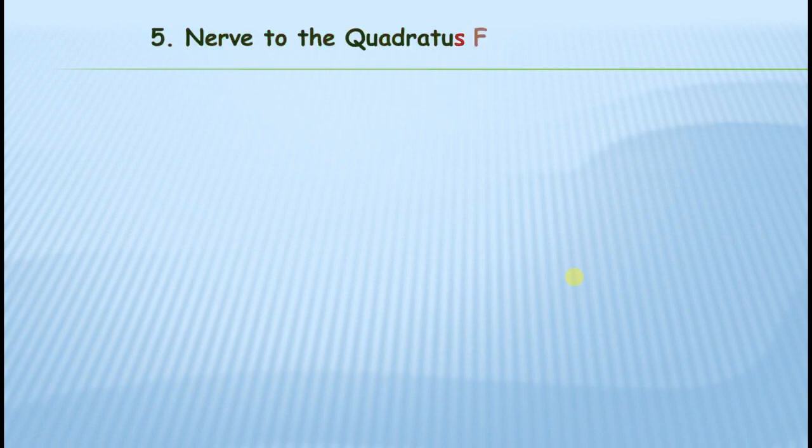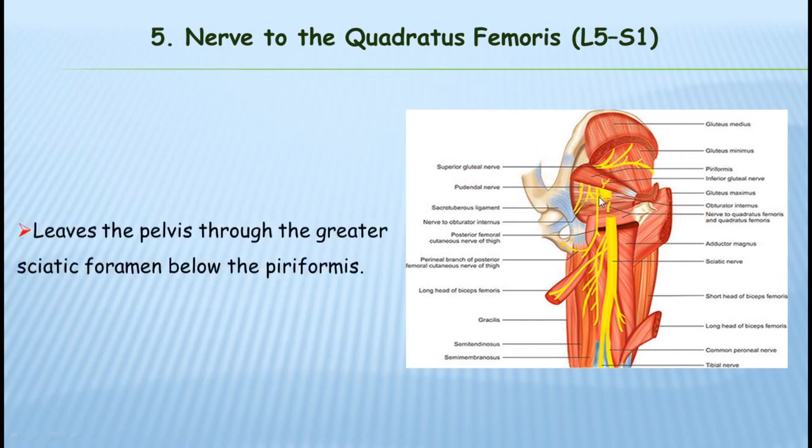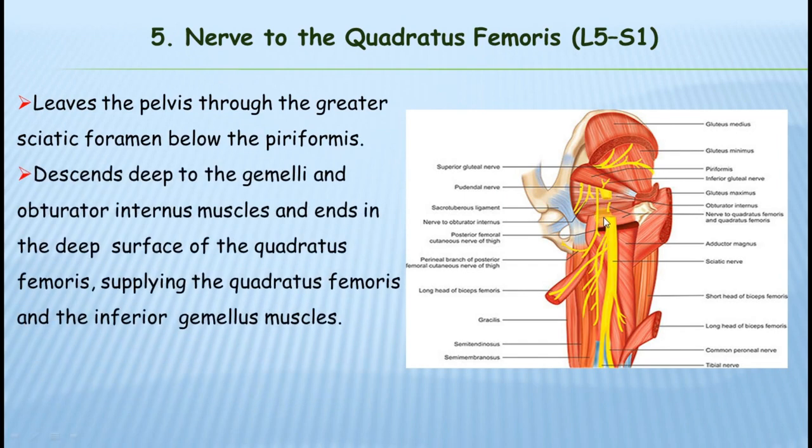So it gives mainly to the obturator internus as well as twigs to the superior gemellus, the 2 muscles it innervates. The next nerve is the nerve to quadratus femoris, L4, L5, S1. Again it emerges below the piriformis, deep to gluteus maximus. It mainly supplies quadratus femoris and also the inferior gemellus muscle, and it also gives an articular branch to the hip joint.